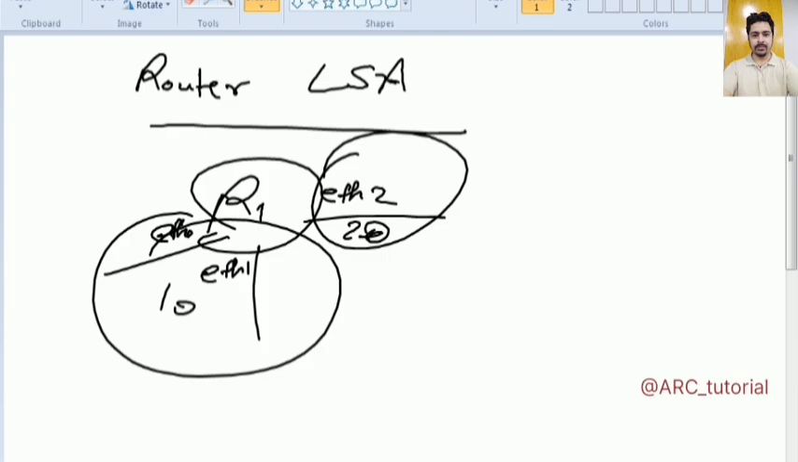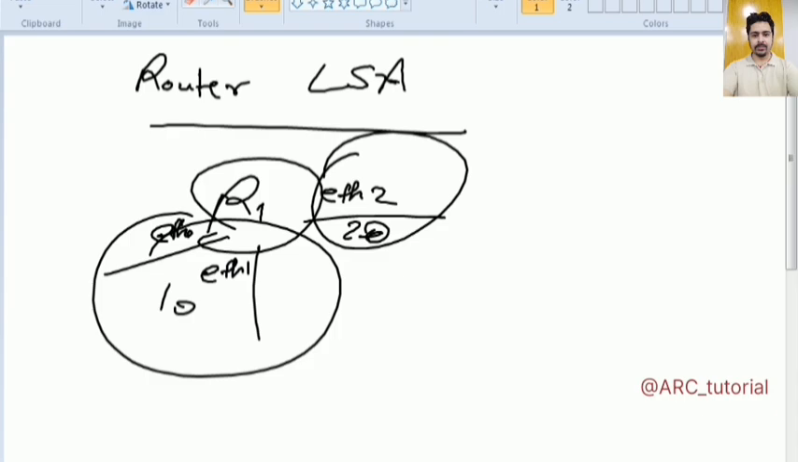Understood? Because router LSAs cannot cross their area boundary, how is it going to be possible to transmit your prefix information from one area to another area? For that purpose we will require an ABR, and the ABR will be responsible to break your router LSAs into summary LSAs. I will be discussing it with you, but first of all let's discuss this router LSA only. Are you getting my point?